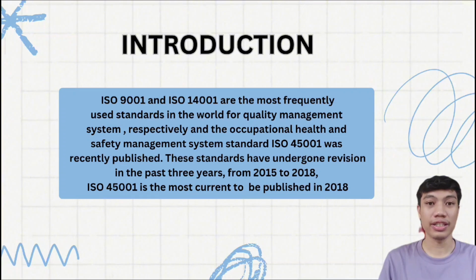So for the introduction, ISO 9001 and ISO 14001 are the most frequently used standards in the world for quality management system and environmental management system respectively, and the occupational health and safety management system standard, which is ISO 45001, was recently published. These standards have undergone revision in the past 3 years from 2015 to 2018. ISO 45001 is the most current to be published in 2018.